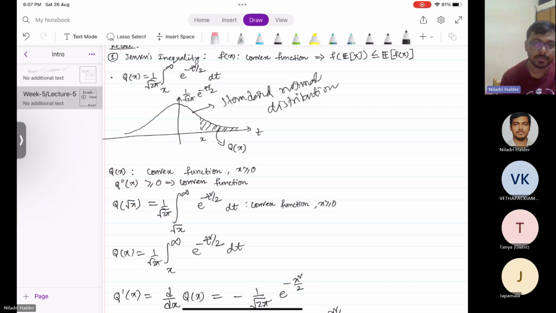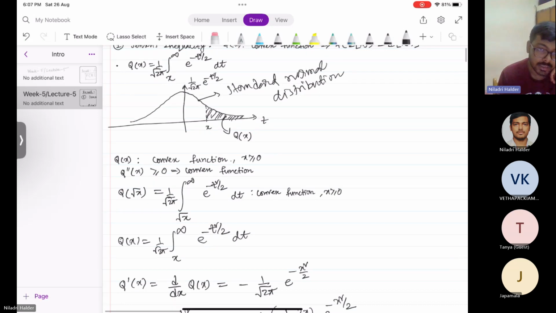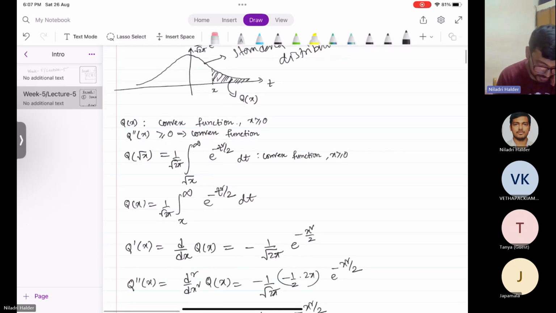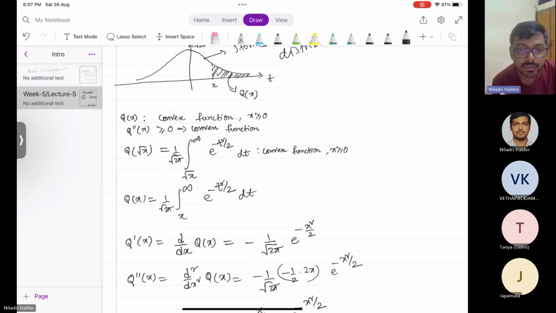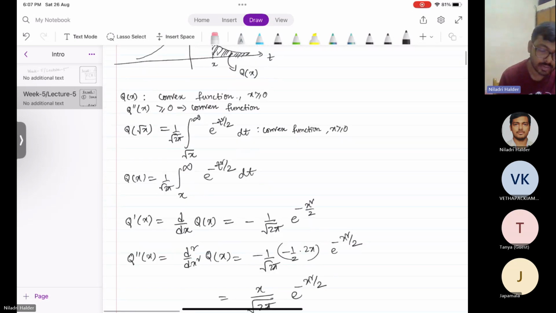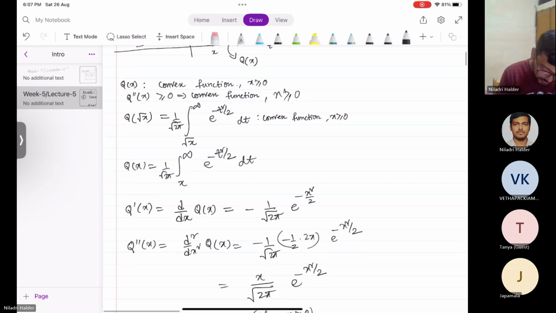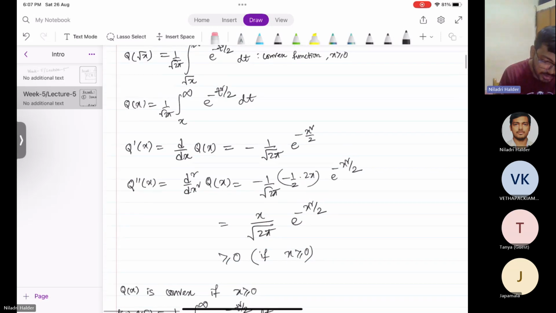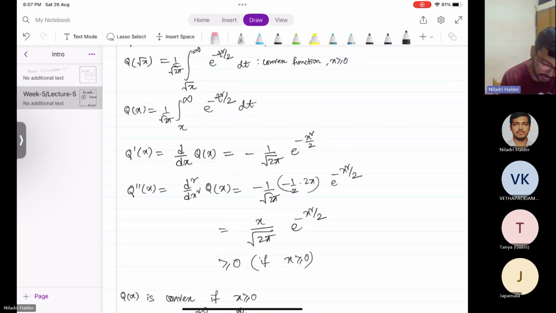If I take some portion of this integration, so this is Q(x) you can write down. Suppose this is x, so x to infinity. This portion is called Q(x), the area of this portion. Then Q(x) is a convex function for x greater than or equal to 0, and Q of root x double dash is also a convex function for x greater than or equal to 0. Why? Because this is Q of root x. Okay, and why is Q(x) a convex function? Q(x) equals this thing.